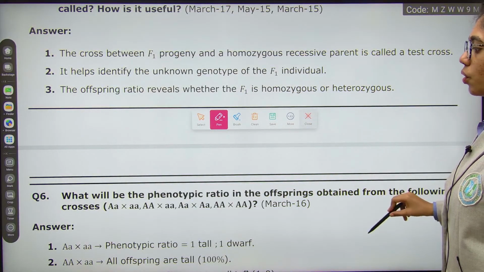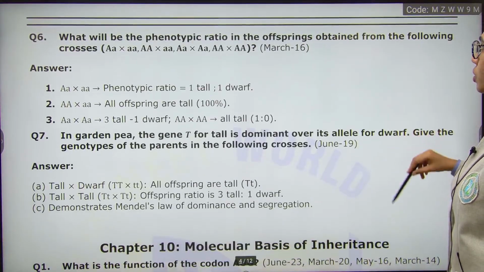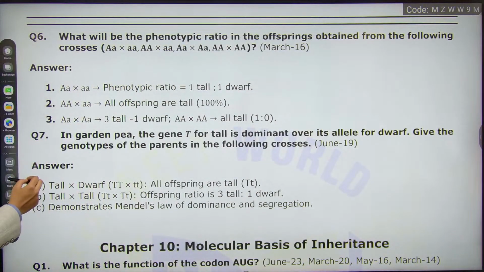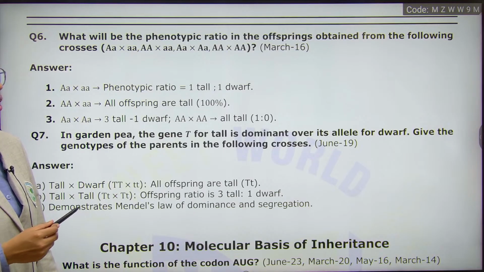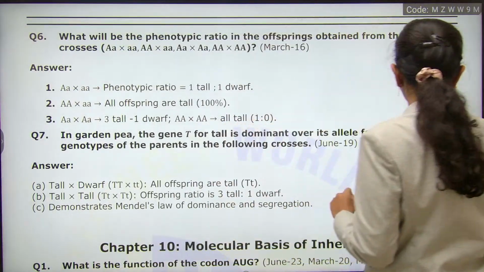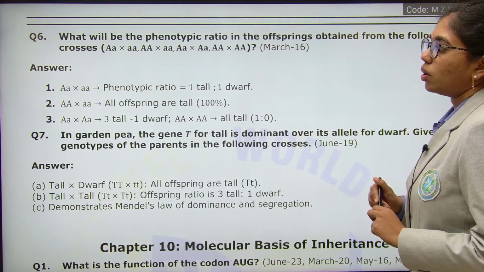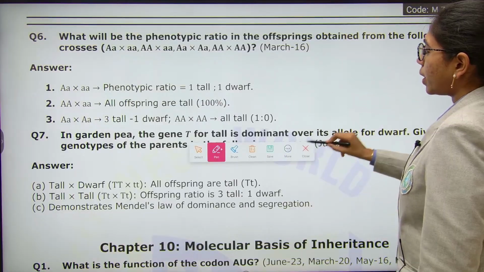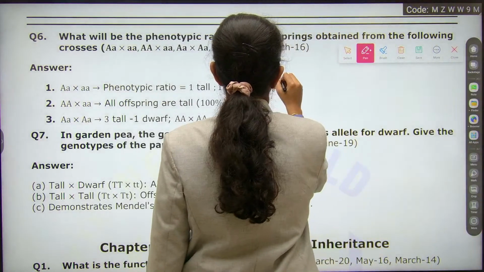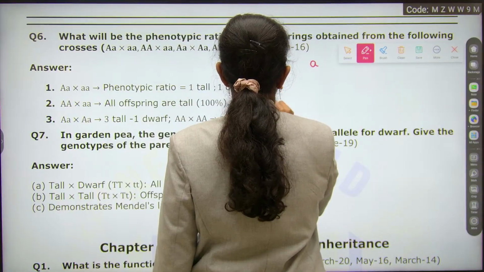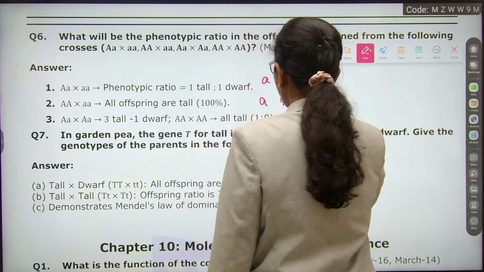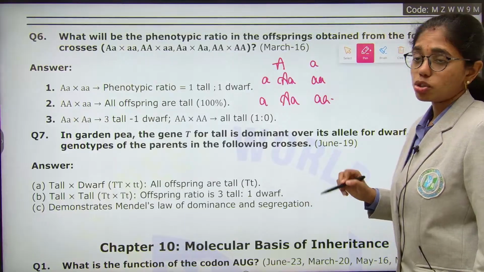Next, what will be the phenotypic ratio in offsprings obtained from the following crosses? When a heterozygous dominant trait is crossed with a homozygous recessive trait, what will be the phenotypic ratio? Look at the first question. It will be very impressive if you can draw a checkerboard and explain this. With one heterozygous dominant and homozygous recessive, you will get two heterozygous dominant and two homozygous recessive. 1:1 ratio you will get.